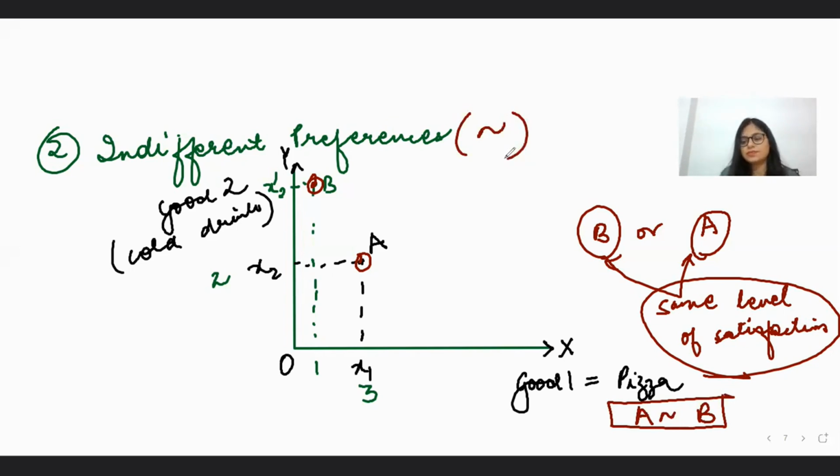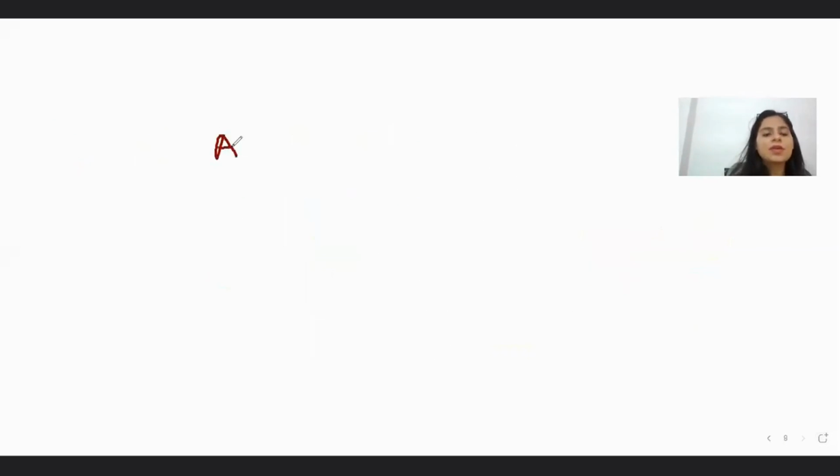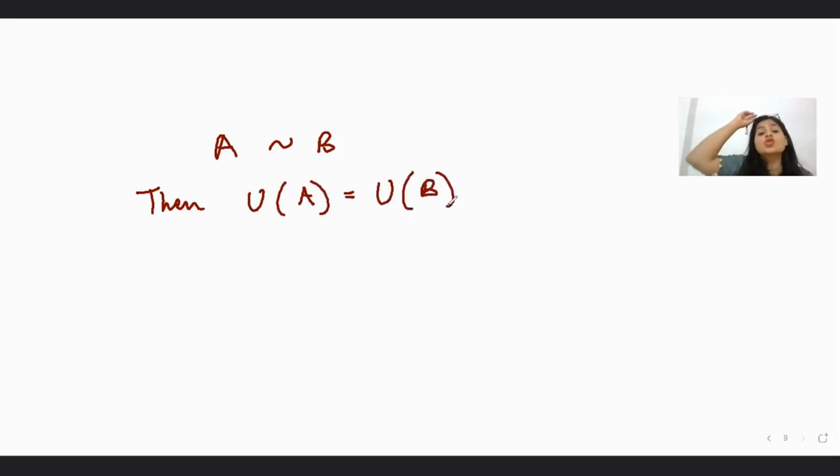This is indifferent preferences. Now, if we have to write this indifference preferences in terms of utility, how will we write that out? Very simple. If bundle A and B are such that you are indifferent between bundle A and bundle B, then the utility from bundle A will be equal to the utility from bundle B. So if two bundles have the same level of satisfaction, you are indifferent between them, then the utility from bundle A will be the same as the utility from bundle B.